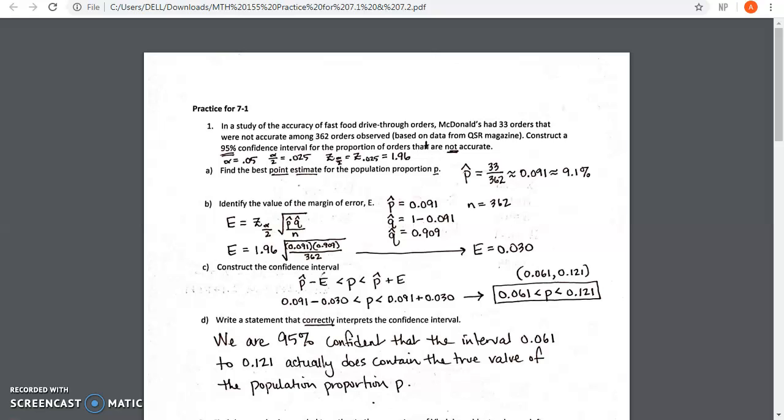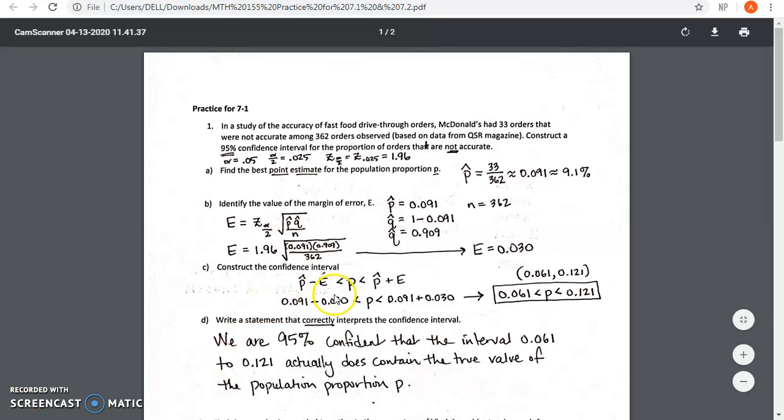Estimating a population proportion is 7.1, and then in section 7.2, you guys are estimating a population mean using a confidence interval. So for the first video, let's focus on proportion. We'll focus on this first page. For this first problem, it says in a study of the accuracy of fast food drive-through orders, McDonald's had 33 orders that were not accurate among 362 orders observed. Construct a 95% confidence interval for the proportion of orders that are not accurate.